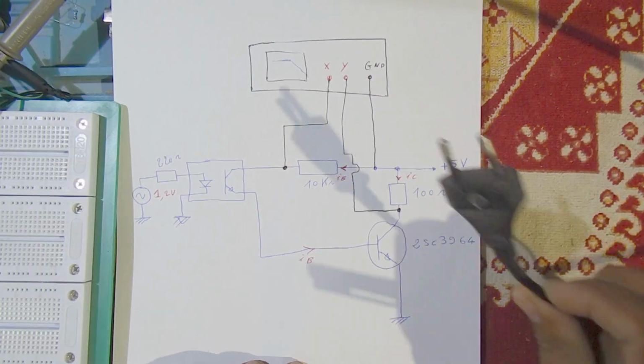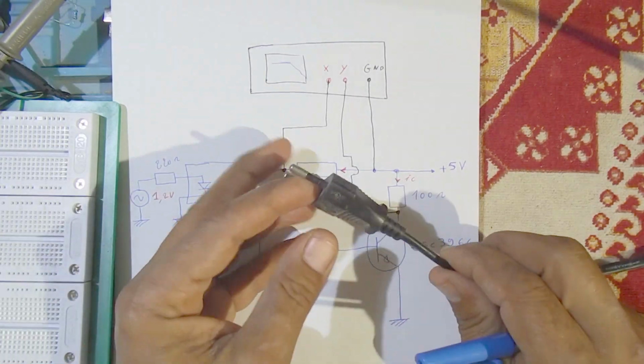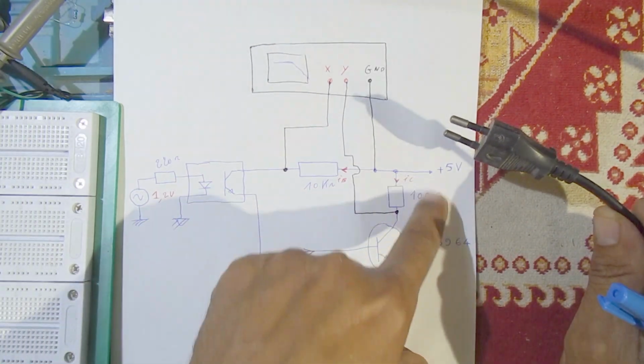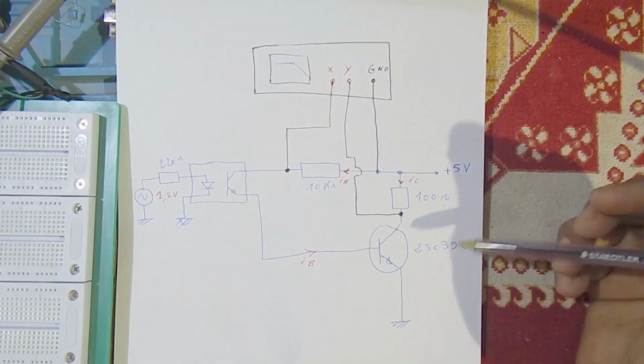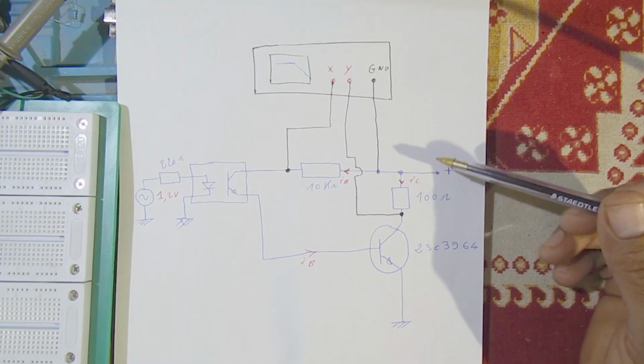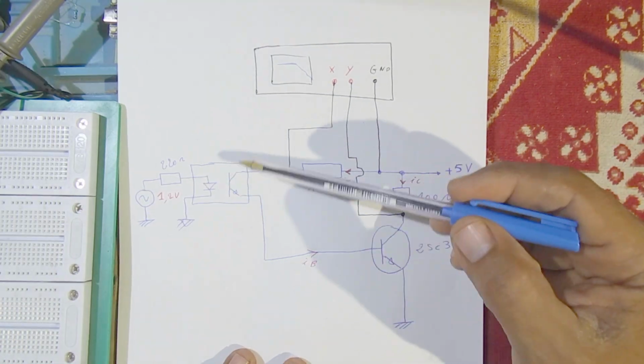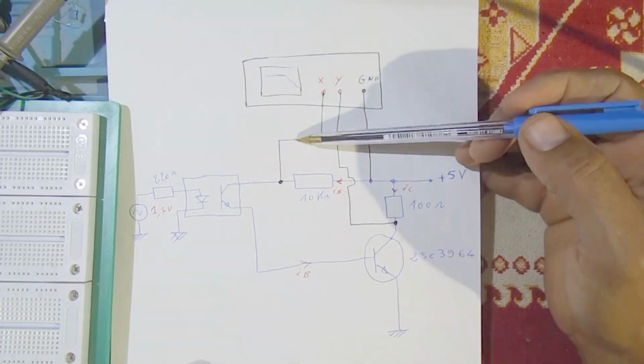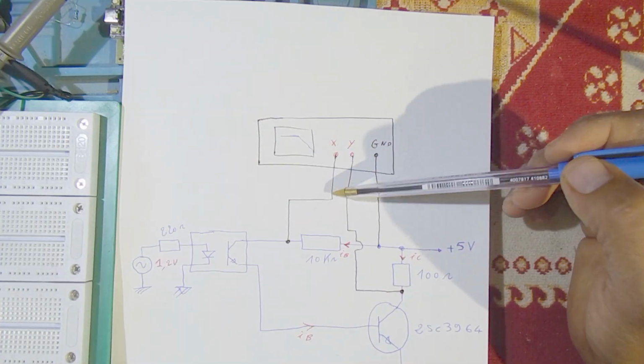If your power supply has this plug, you can use it. Otherwise you can use a battery here, a lithium battery of about 4.2 volt. So this generator will vary the base current, and here we connected the scope in the X-direct mode.